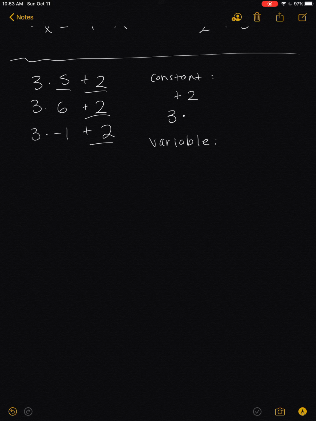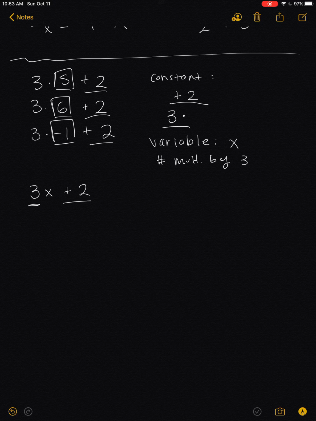So what's our variable? That would be the second number here, right? This number is the only thing in this pattern that's changing. So our variable, we can call it x. It's the number multiplied by 3, right? So we can make a pattern from this: 3x + 2. So we have our constants, and we have our variable, the number that changes. And then I've created an expression to represent it.